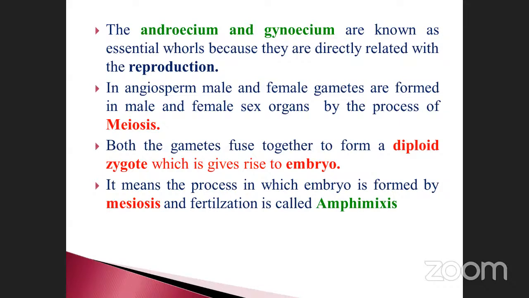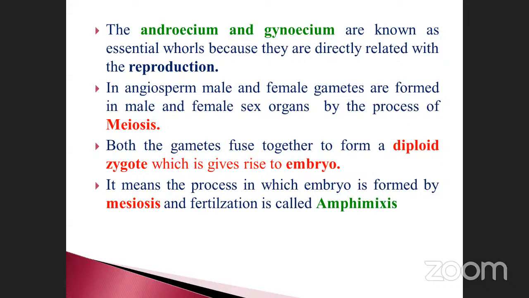The androecium and the gynoecium are known as the essential whorls because they are directly related to reproduction. These are very important. Without these two, you will not get any fruits. You will not get any generations.